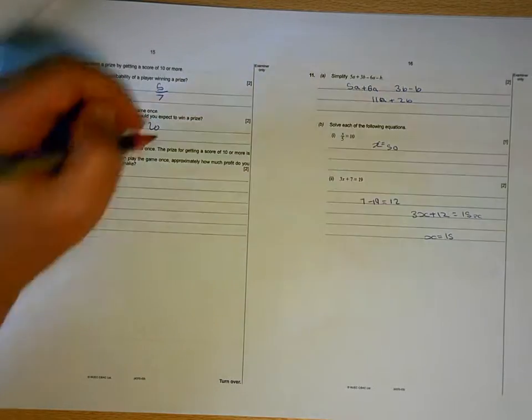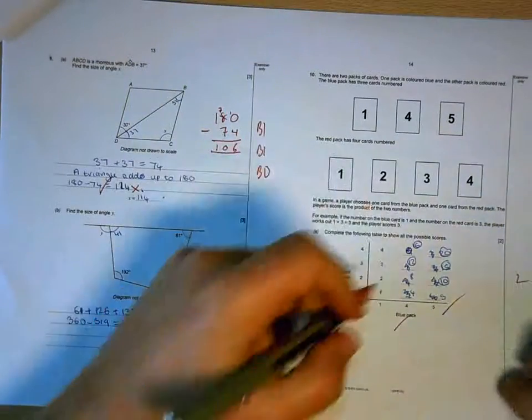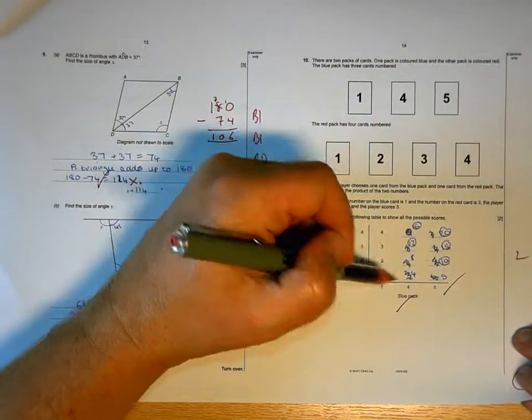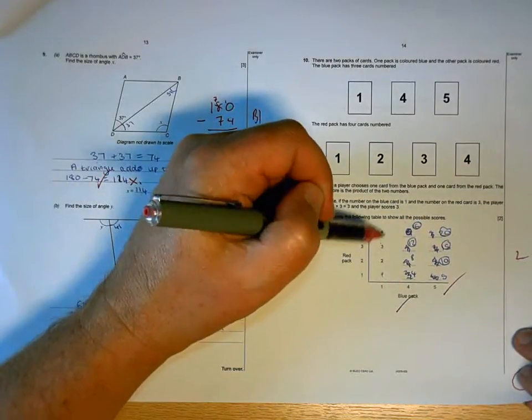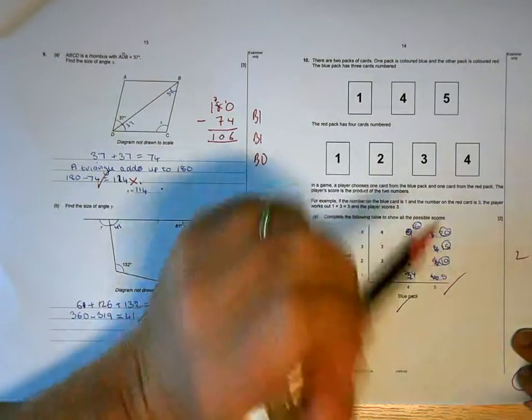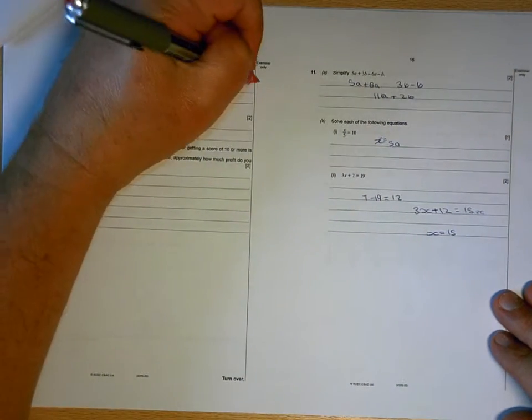5 out of 7 is wrong. 5 is right, but it's out of the total number of chances that come out of the game, which is all the numbers inside that table. So you've got 1, 2, 3, 4, 8, 12. So it should be 5 out of 12.